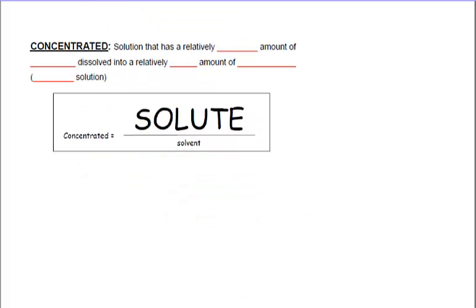Okay, so let's look at concentrated then. A concentrated solution will have a relatively large amount of solute dissolved in a relatively small amount of solvent. This would be considered a very strong solution. Okay, anything that's concentrated would be strong.